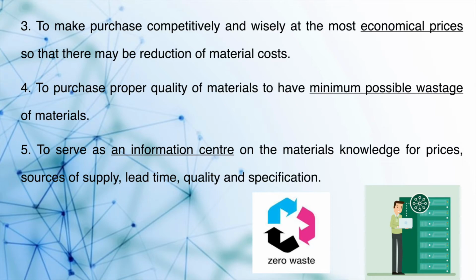You guys can always relate when we are buying an individual product, right? You buy it carefully. But whenever you're buying in bulk, there are always possibilities of one or two defective products. Yes or no? Defective products are bound to happen. The same thing can apply to materials. So we need to buy not only at economical prices but also quality materials so that there is what? Minimum possible wastage. Number five, to serve as an information center to the materials, knowledge for prices, sources of supply, lead time, quality, and specification.